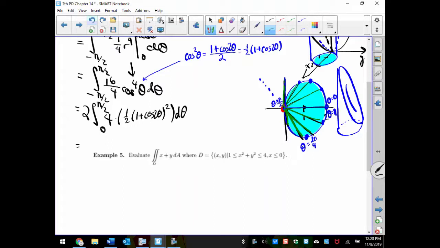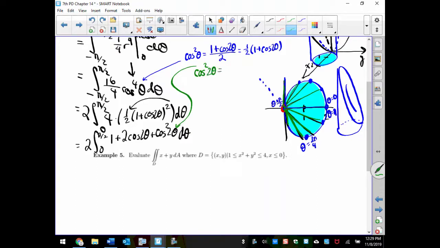The 1/2 squared is 1/4. So we have 2 times the integral 0 to pi over 2 of 1 plus 2 cosine 2 theta plus cosine squared 2 theta d theta. So that was expanding the square and simplifying. Now again, this last term we're going to have to use another double angle on. So that's going to be 1 plus cosine, not 2 theta, but 4 theta, over 2. Yeah, it's a hard sub, I know.